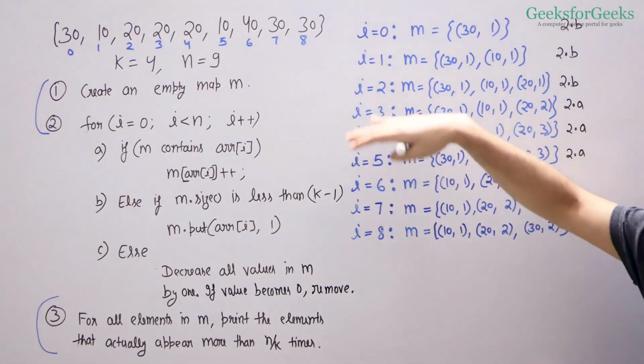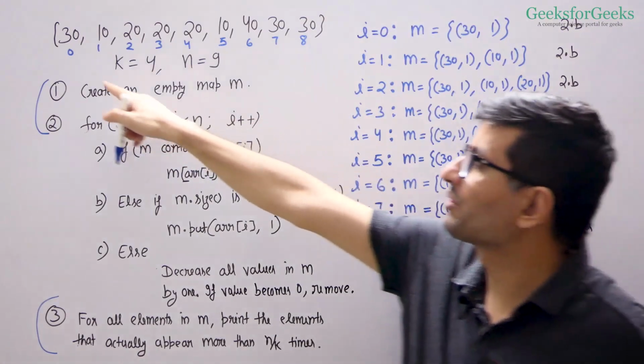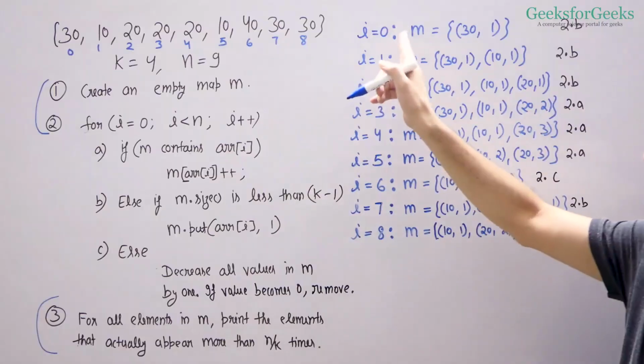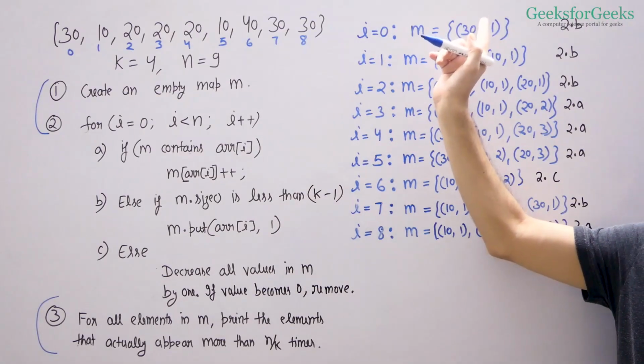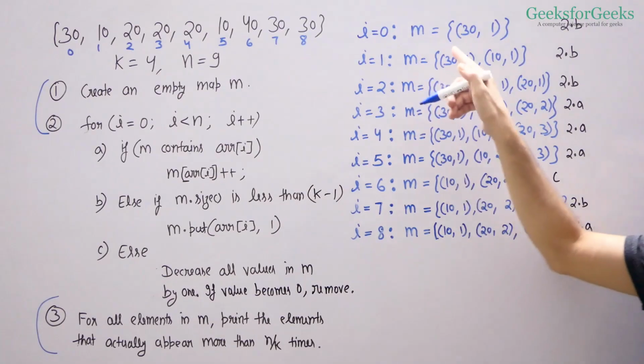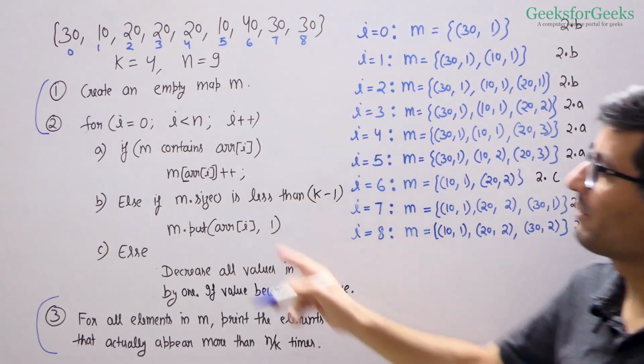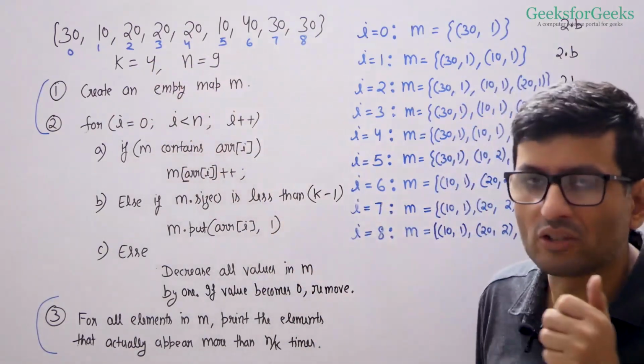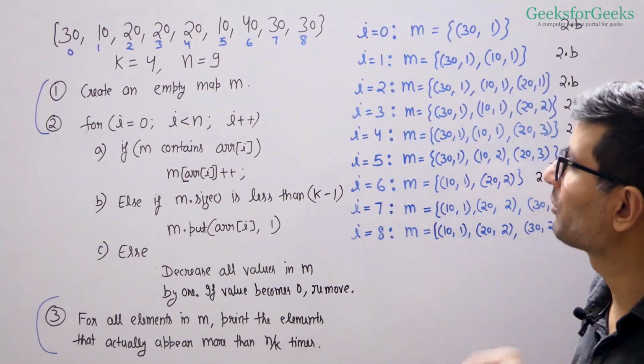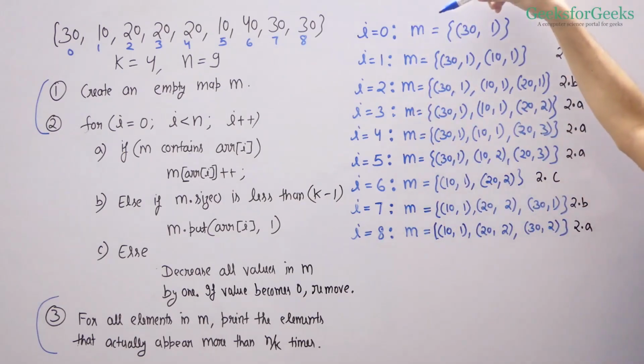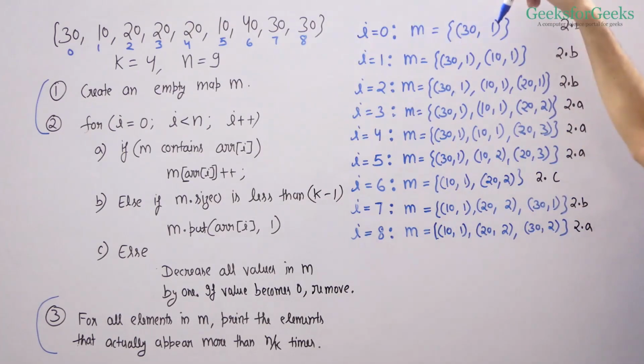So initially we have an empty map. We begin with I equal to 0, right? It's not there in the map, and map size is currently 0, so we are going to insert it. See, k-1 is 3, so map size cannot be more than 3. It can be at most 3. So we are going to insert this element with frequency 1.